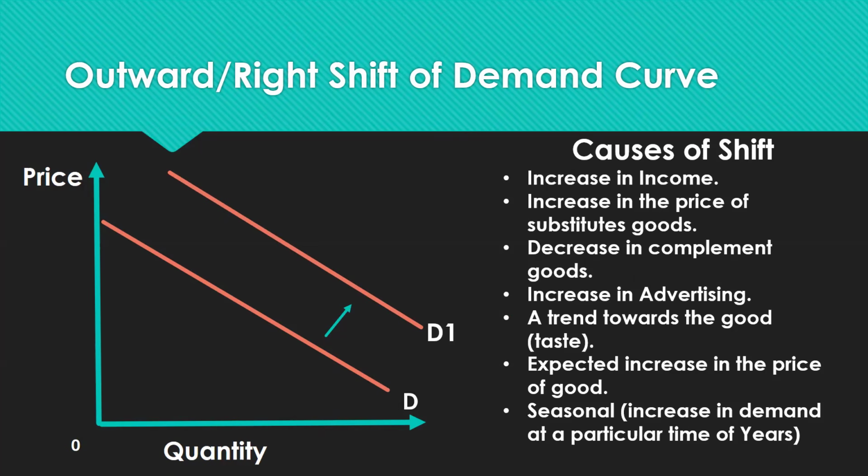Or the price of substitute goods increases. Say you normally buy KFC, but sometimes you buy Royal Castle. The price for Royal Castle increases, so you say now I'm just buying my KFC. Or a decrease in the price of complementary goods. You normally buy peanut butter and jam together, and then the price of peanut butter decreases. So now you're buying more peanut butter and jam.